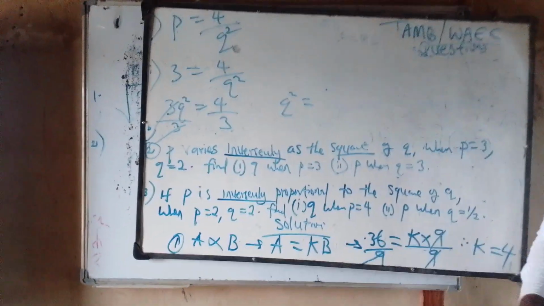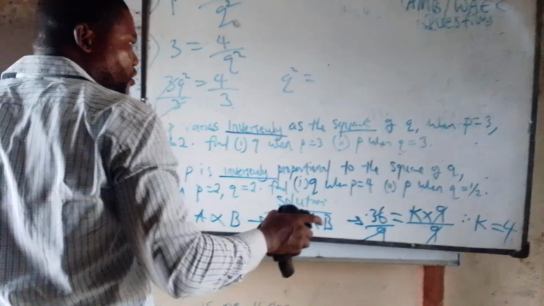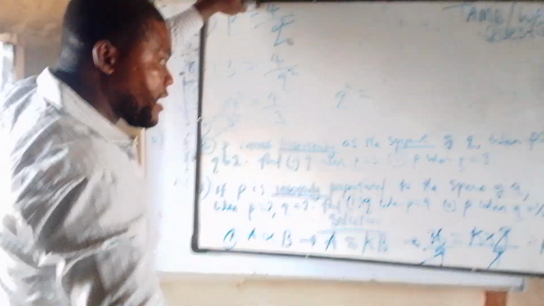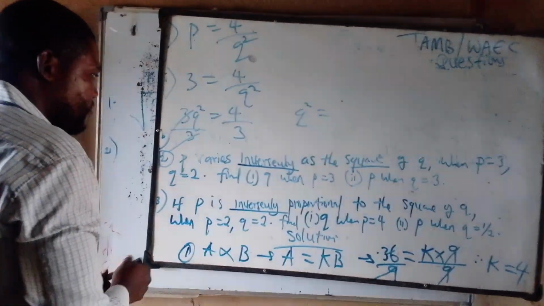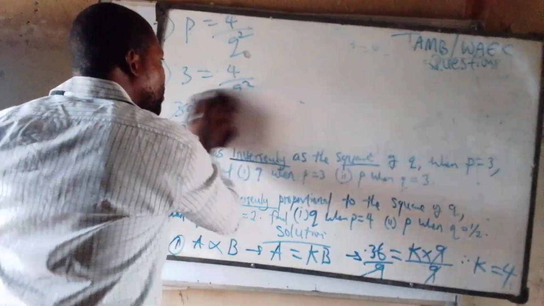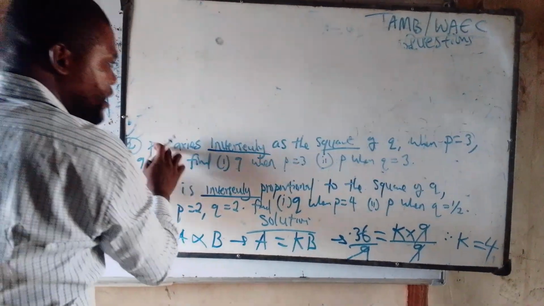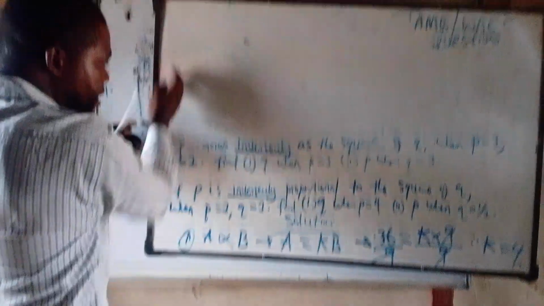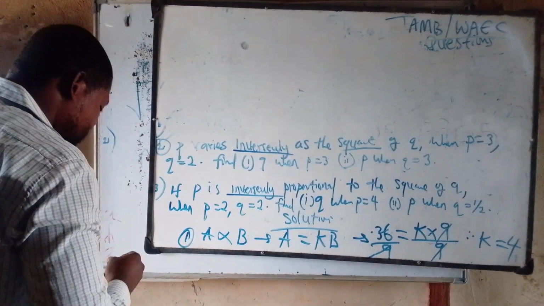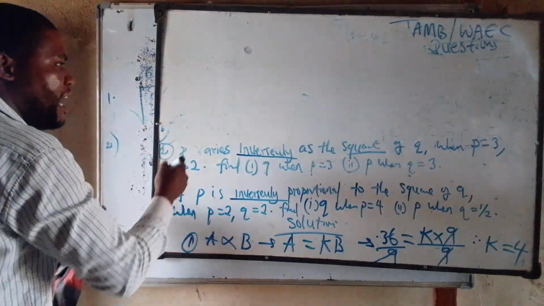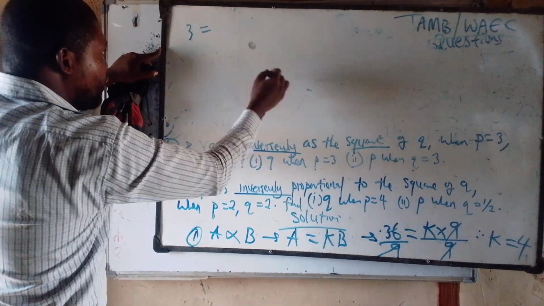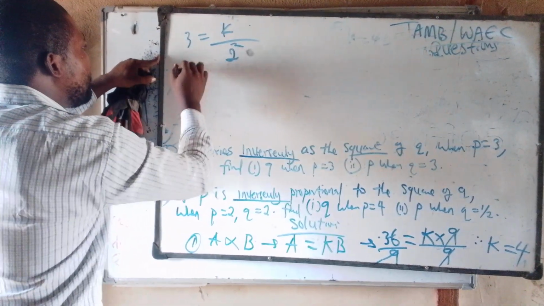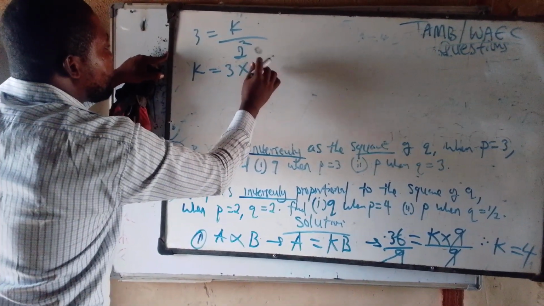From what we saw before, what was our K? Okay, sorry for this. From their question, we are being told that P is equal to 3, equal to K over, what's my Q? 2 squared. Therefore, my K is equal to 3 times 4, which is 12.